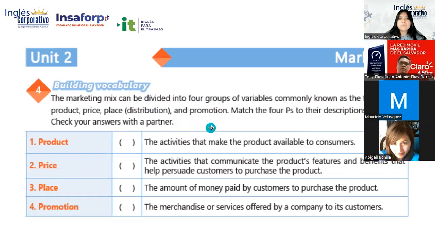The marketing mix can be divided into four groups of variables commonly known as the four P's: product, price, place (distribution), and promotion. Match the four P's to their descriptions. Check your answers with a partner.